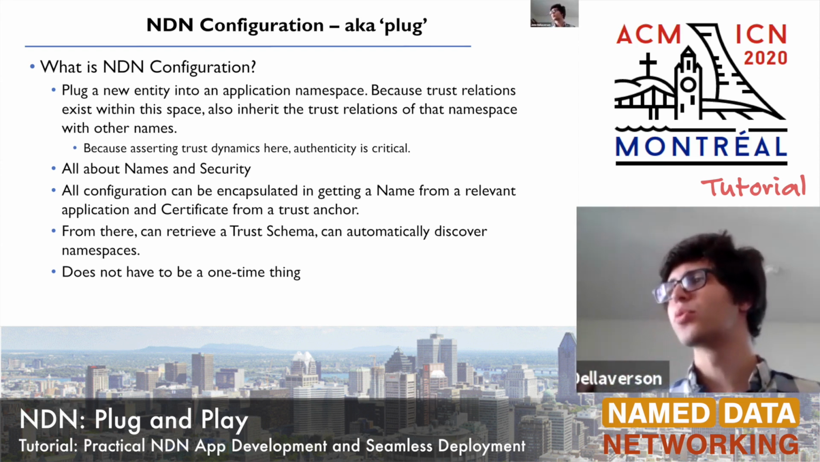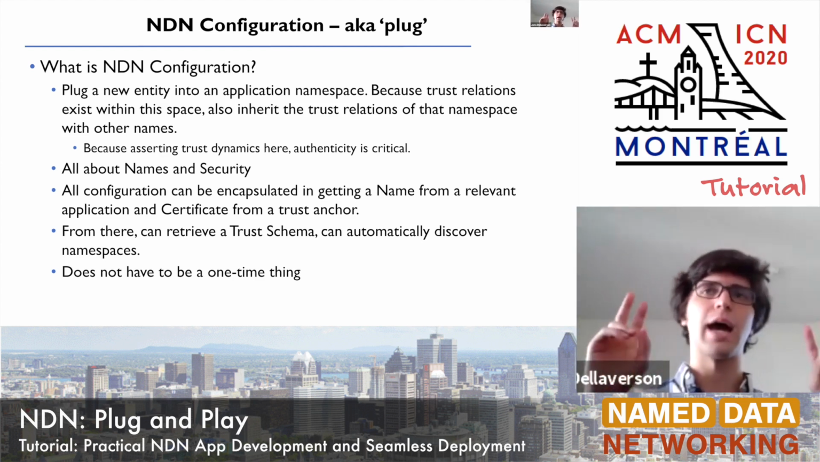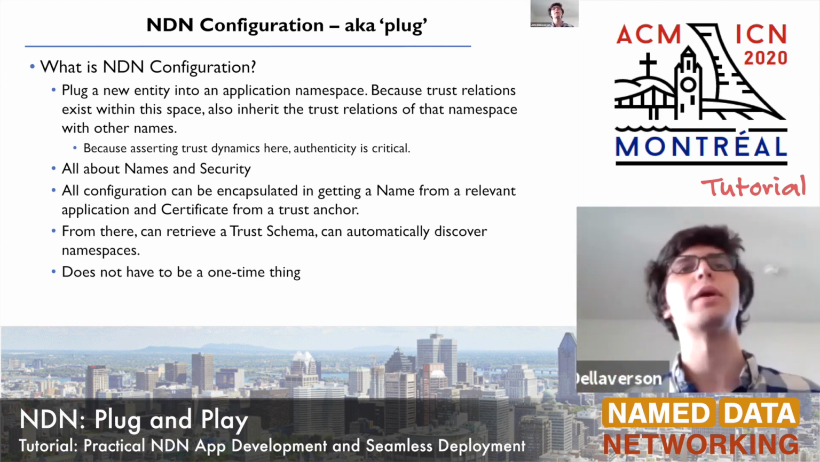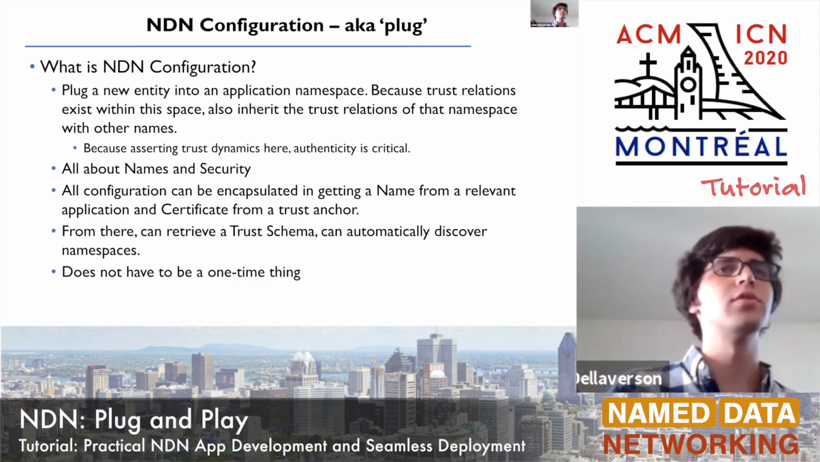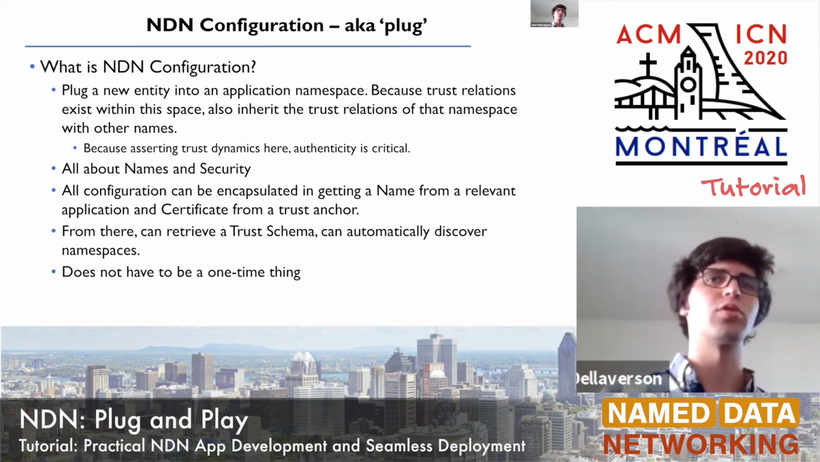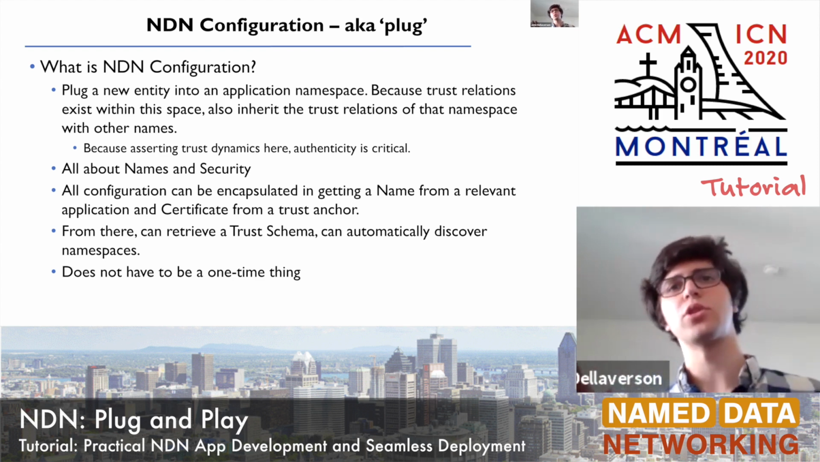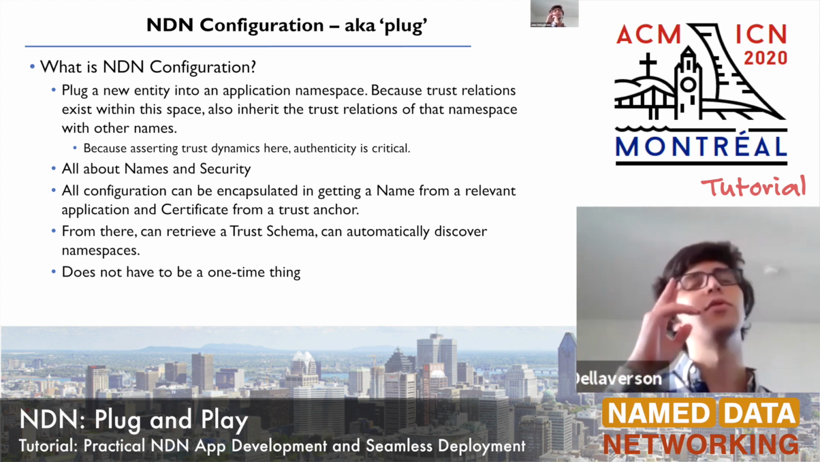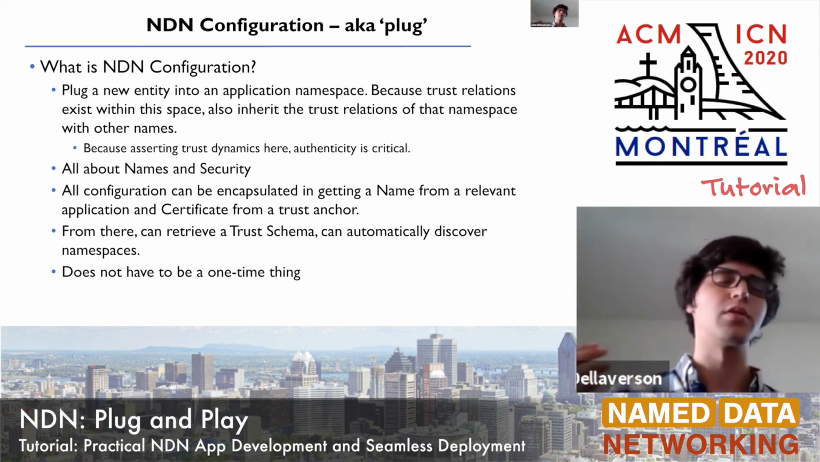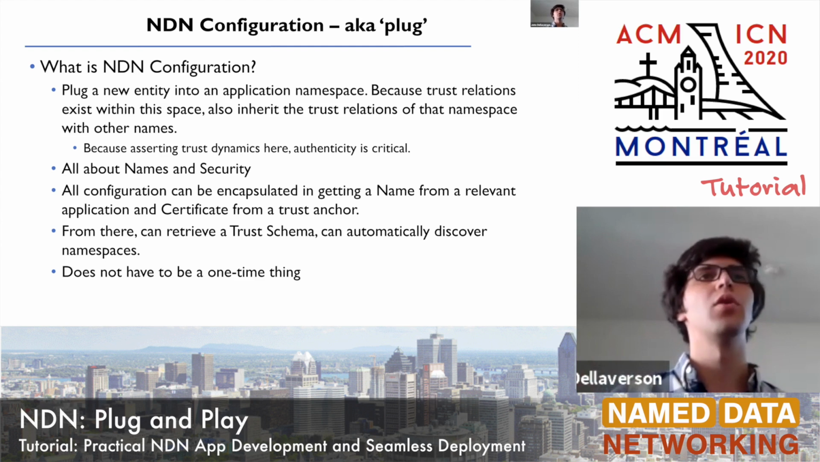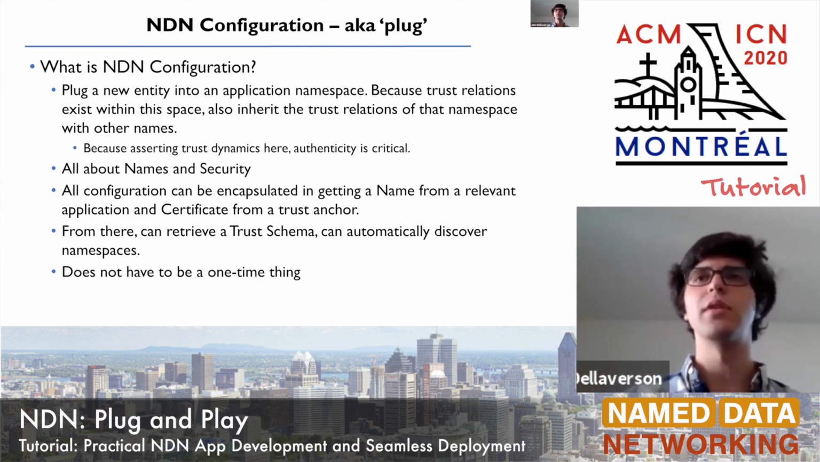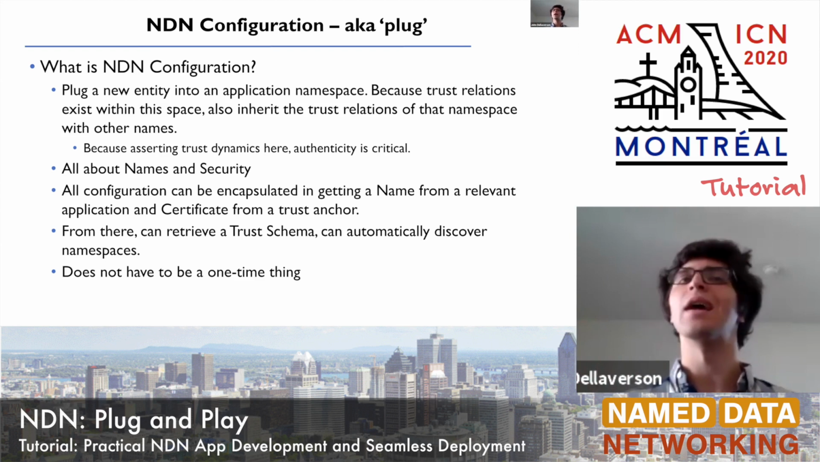And I should briefly mention that in general, the application namespace we're talking about by default is inheriting the DNS namespace. And because you're asserting trust dynamics at this stage, this is more or less the security bootstrapping stage, establishing authenticity here is critical. If you mess up the security bootstrapping, everything else going on forward is essentially shot. So NDN configuration is fundamentally about names and security.